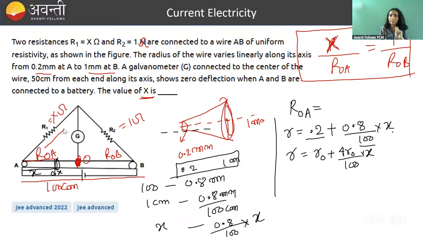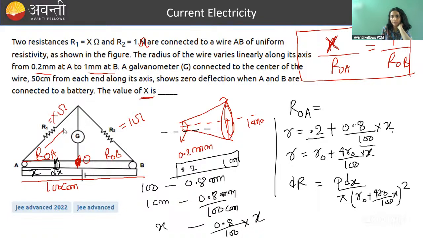Now what will be the resistance of this small section? तो अगर आप resistance लिखोगे इस small section का dR, that will be equal to rho into length dx divided by area of cross section. So that is equal to pi r का square. r is r naught plus 4r naught by 100 x का square. And for calculating total resistance, x will vary from 0 to 50. ठीक है. So this way we can do it. We can calculate then ROA. If we integrate it, we will get ROA.